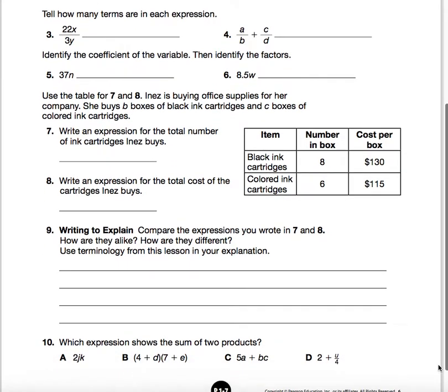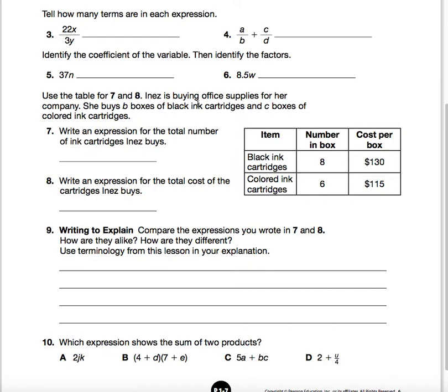Number 7 and 8, and 9 are all related to this table right here. Be careful when you look at the table, and remember that this column is the number of cartridges in a box, and this is the cost per box. Use the table for 7 and 8.